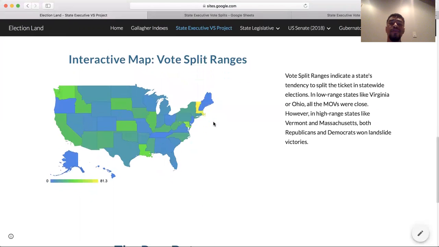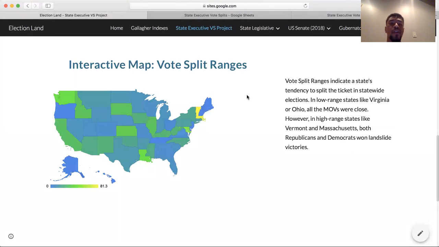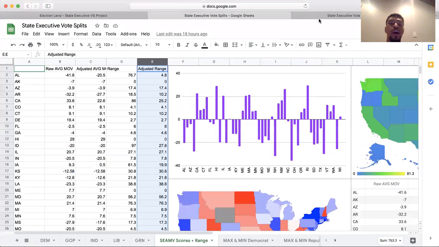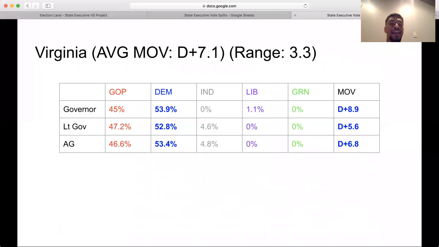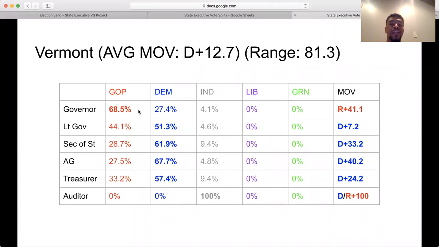Now, the interactive map of vote split ranges is also very important because this displays a state's tendency to split the ticket in these elections, and it measures the margin of split that occurs in state executive elections. So for example, the highest score in the country is Vermont at 81.3%. And when we go on the PowerPoint to Vermont, it is clear that Vermont is a unique state in that the governor won by nearly 40 points, or actually over 40 points, and the attorney general also won by 40 points.